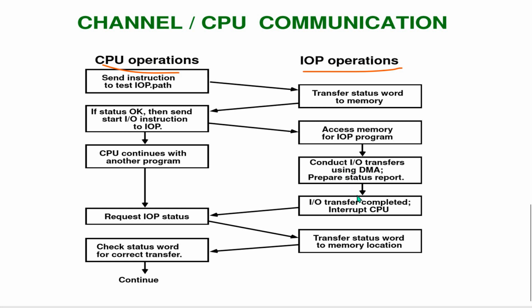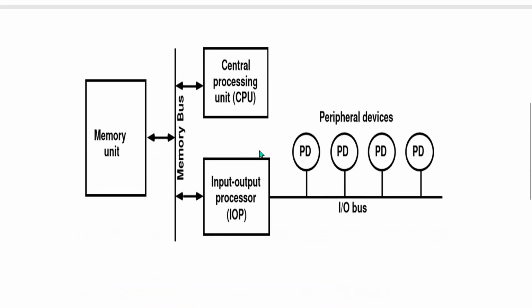Coming to the next step, IO transfer completed, interrupt CPU. Same as the previous analysis, like DMA operations. If the transfer is completed, that means the bulk of information, the complete transfer, is placed into the memory. At that time, this input output processor sends one more signal to the central processing unit in the form of an interrupt. If the central processing unit receives the interrupt, that indicates the complete data transfer is completed.